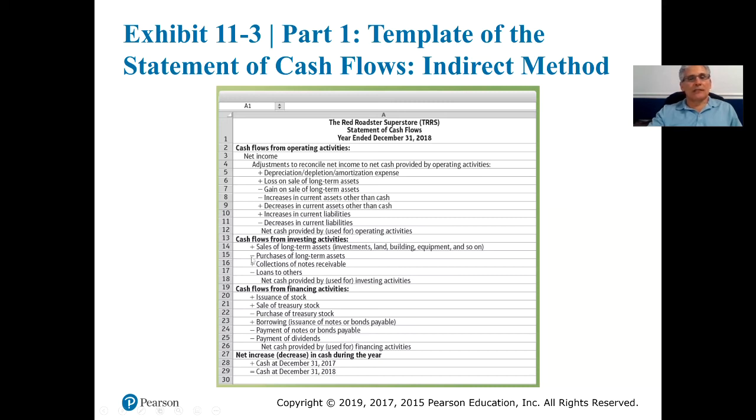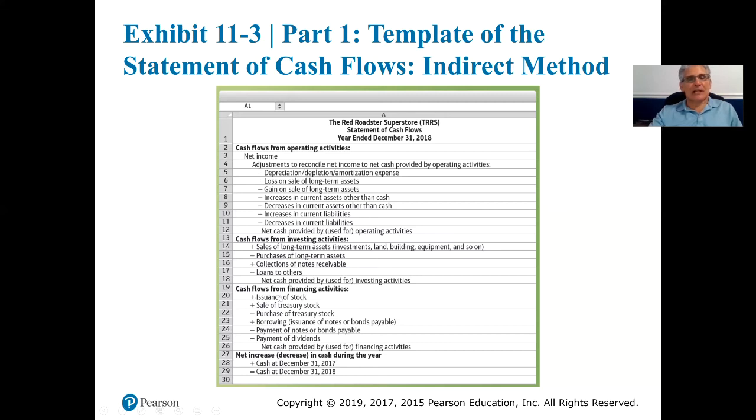The next section, cash flows from investing activities. Those are going to involve the sale of long-term assets. If you have a sale, that's going to be a positive impact. A negative impact will be the purchase of long-term assets. We're going to add any collections of a note receivable, and we're going to subtract any loans to others. Those are going to be primarily the impacts associated with investing activities.